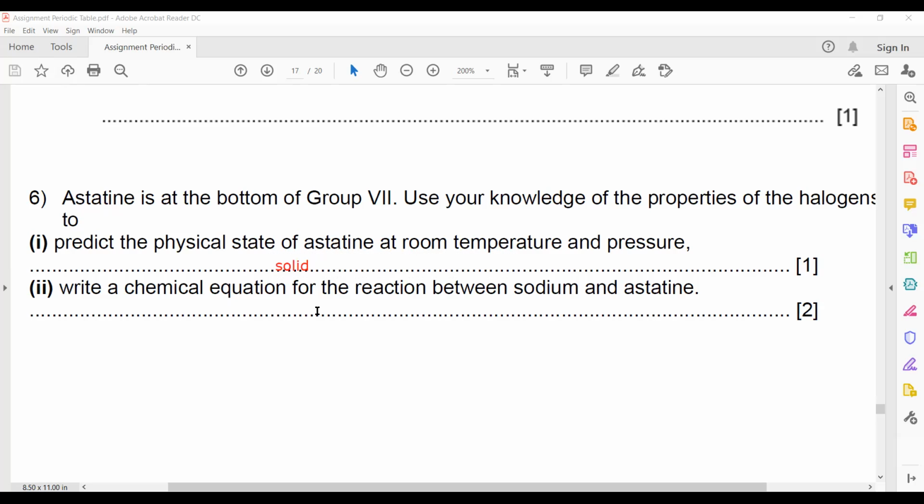Then write a chemical equation for the reaction between sodium and astatine. So this is a metal and non-metal reaction. Sodium is Na. The astatine symbol is At. But how does astatine exist? Because it's in group 7, it exists as a diatomic molecule. But when it forms a product, it will be sodium astatide, so NaAt. And then to balance the equation, I will put 2. So the equation is balanced.